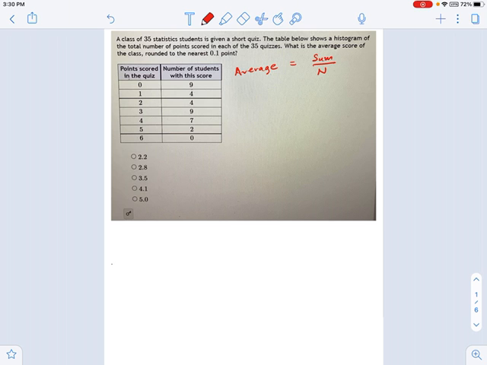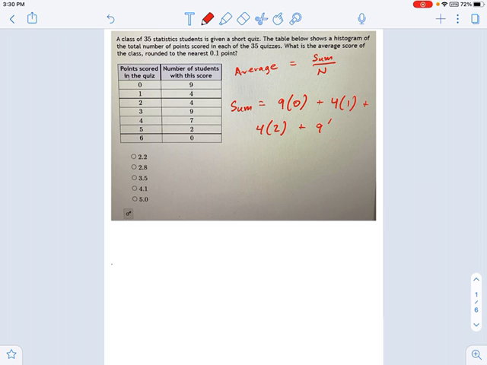Well, the sum is just going to be calculated this way. It's going to be equal to how many scores of 0 were there? Well, you can either say 0 plus 0 plus 0 plus 0 9 times, or you could just save some space and say that's 9 times 0. And there's 4 students who got a 1. And there's 4 students who got a 2.